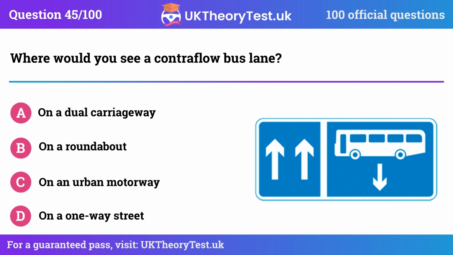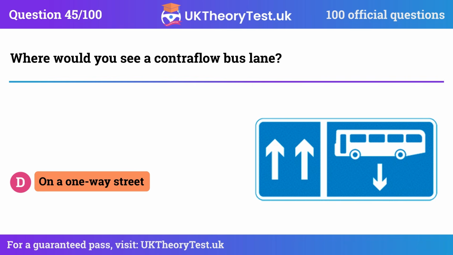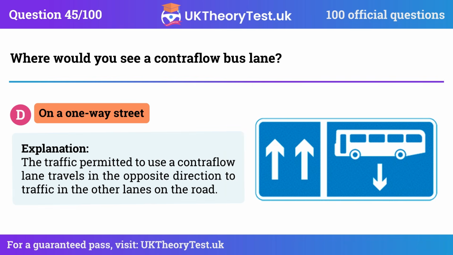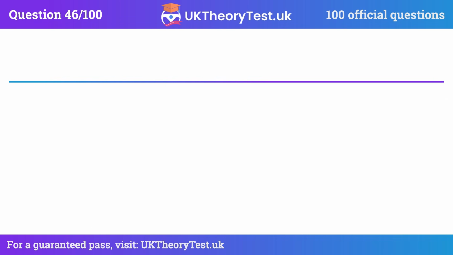The correct answer is D. On a one-way street. Explanation: the traffic permitted to use a contraflow lane travels in the opposite direction to traffic in the other lanes on the road.